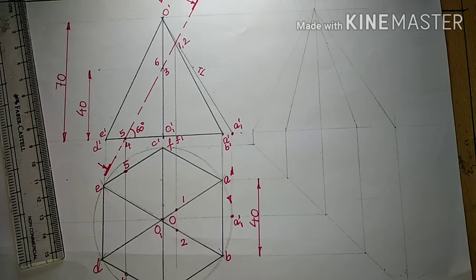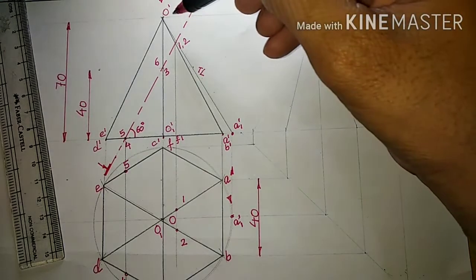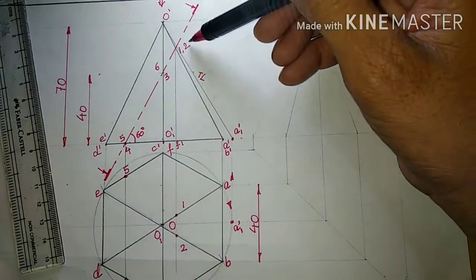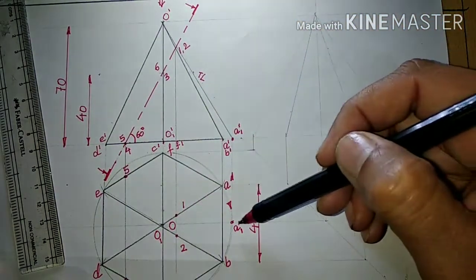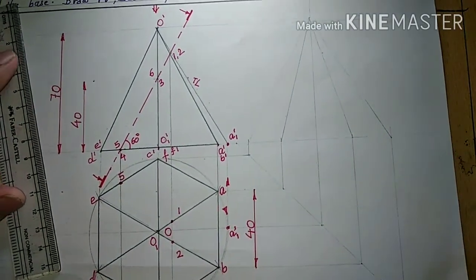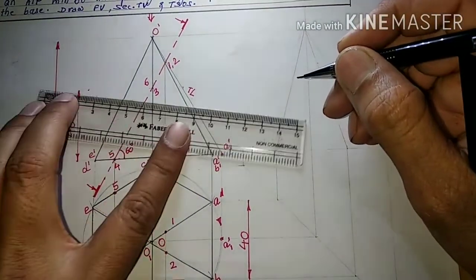In projection of lines, I repeat, we had seen if one view shows a line is having an inclination and the other view of this line shows parallel to XY, then this inclined line is always a true length. Here we are having A1 dash as a true length because the other view of this true length is parallel to XY. So we can now project this 3 and 6 on true length.